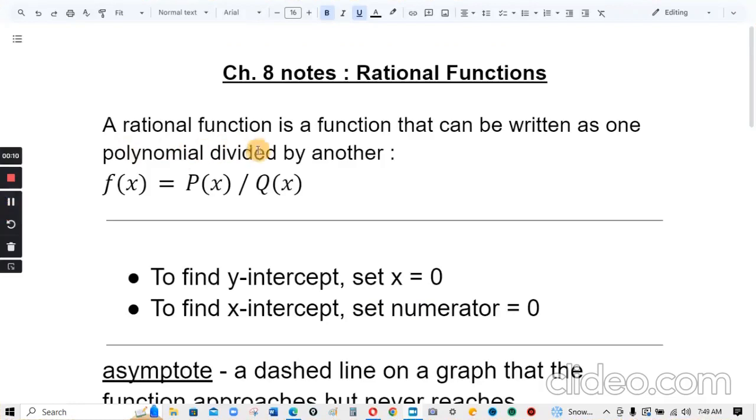All right, so a rational function is a function that can be written as one polynomial divided by another. So, for example, f of x equals p of x divided by q of x. As always, to find the y-intercept, you set x equal to 0. And to find the x-intercept, you set the numerator equal to 0. So we'll get to a few examples in a moment.